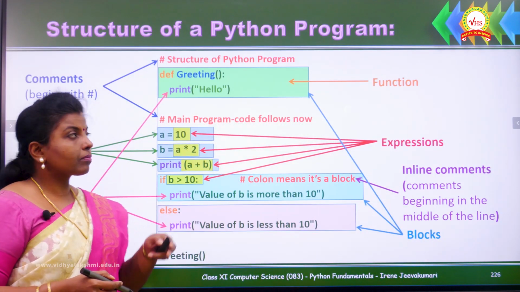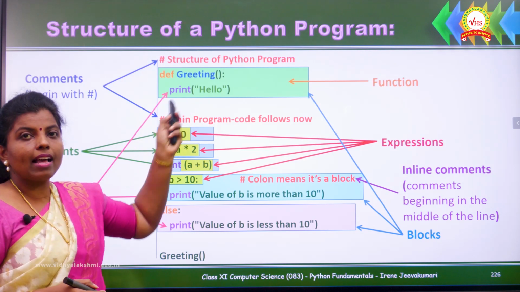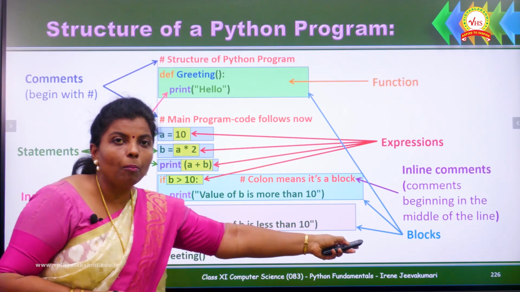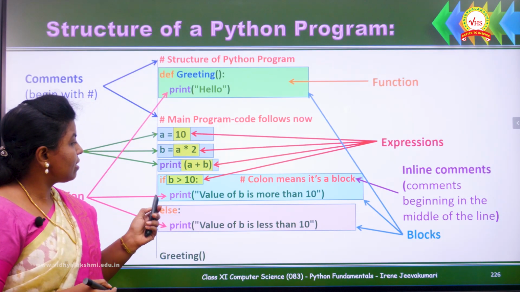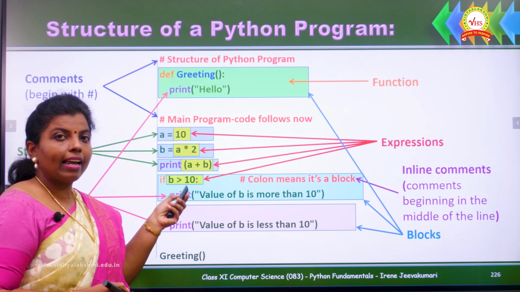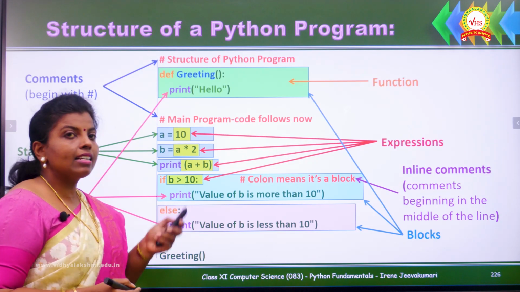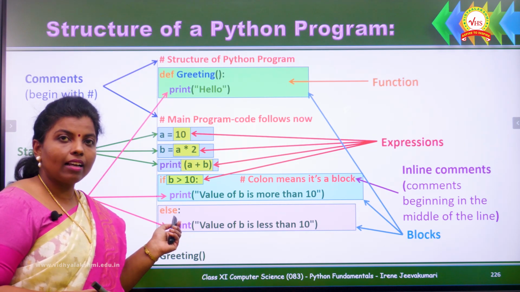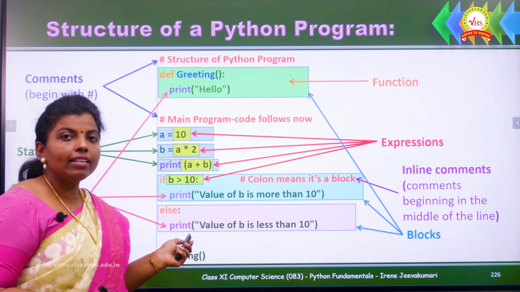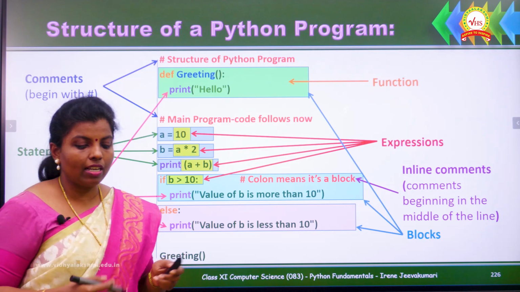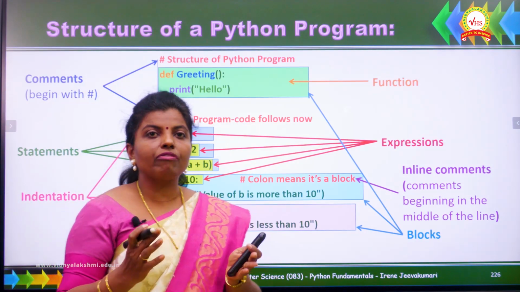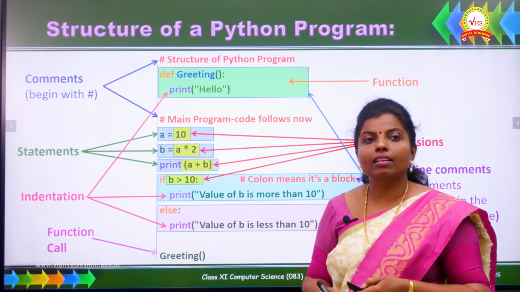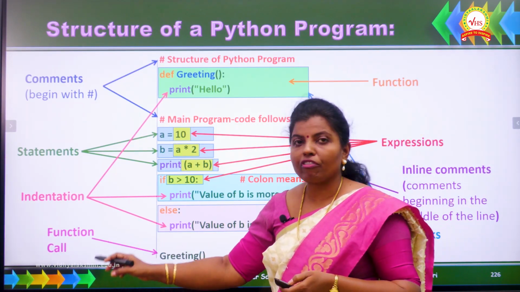So blocks are the indented statements and the function header together. Here this is referred as a block, and also you can see here the if condition's header as well as the indented statement, that is referred as one more block, and also here the header else as well as the indented statement together, it is referred as another block. So the set of indented statements are referred as a block here. And the next thing we are learning is function call.